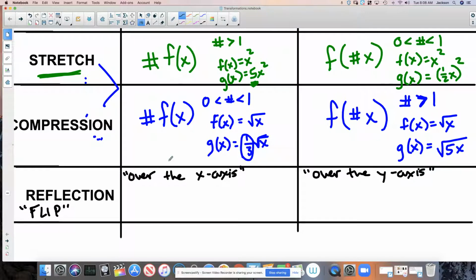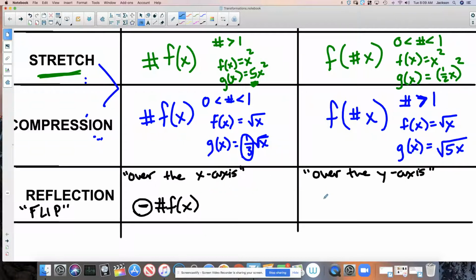How do we see this in our function notation? You'll notice a trend here in these last three. A reflection occurs when that number that's in front of the function, if it's negative. So anytime we see a negative, a minus sign in front of the original function or in front of a number that's in front of the original function, that's a vertical reflection or a reflection over the x-axis.